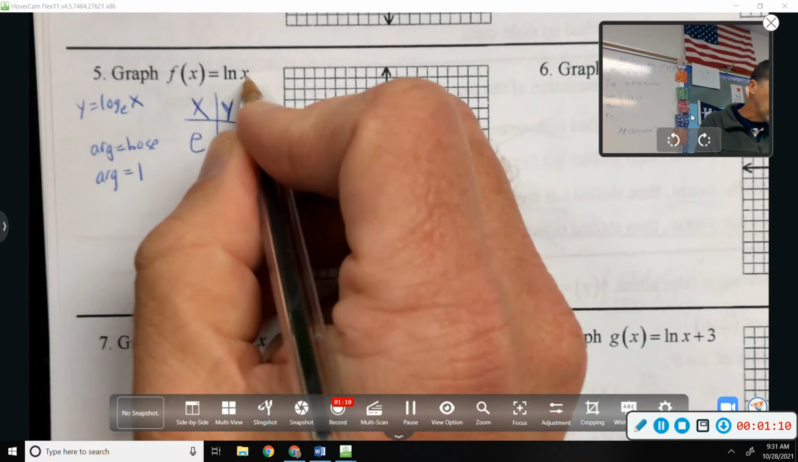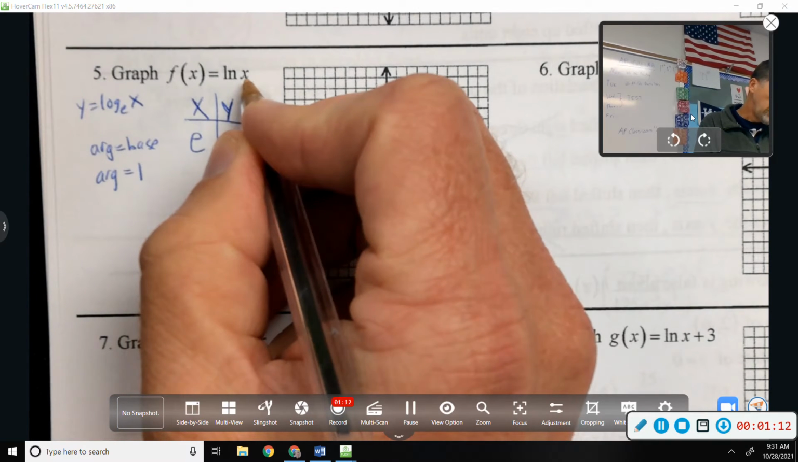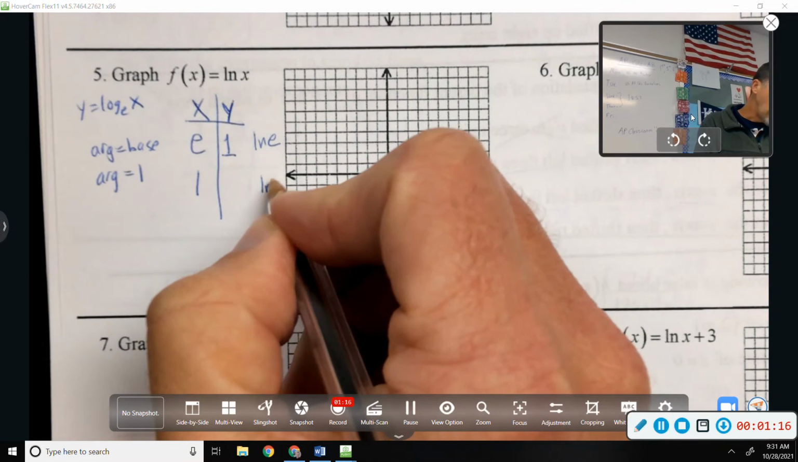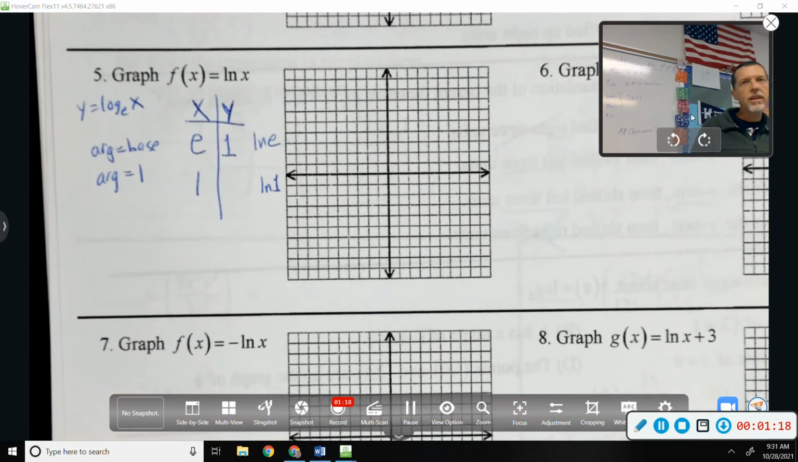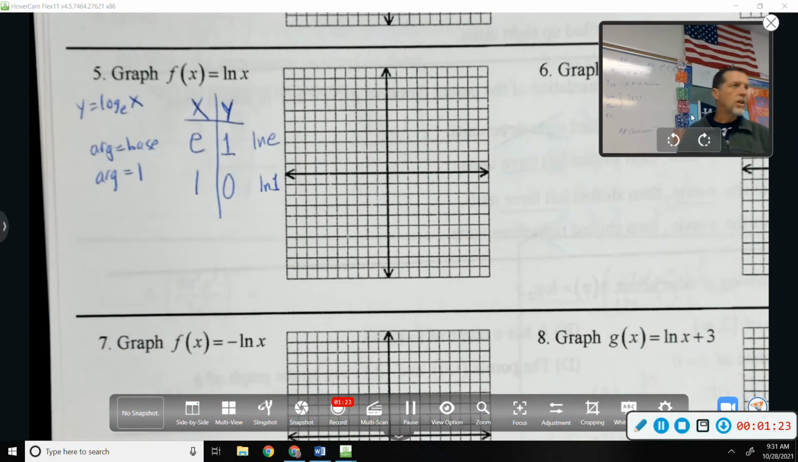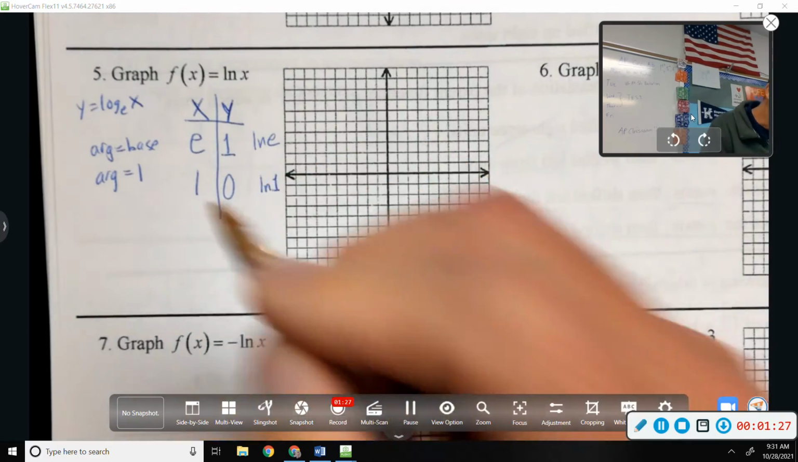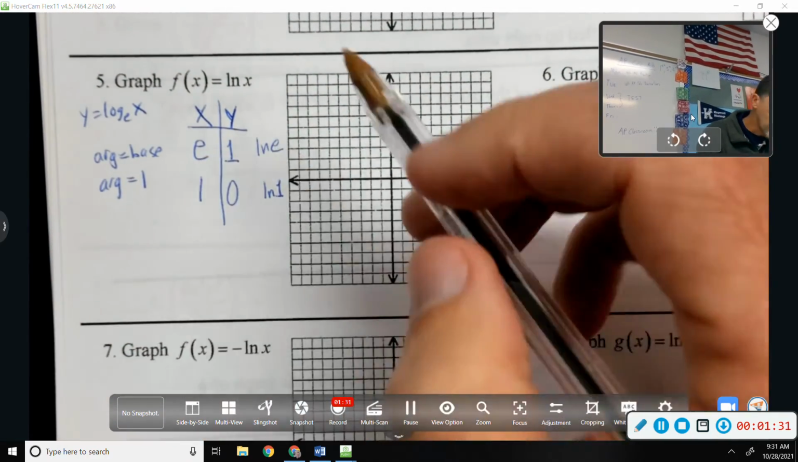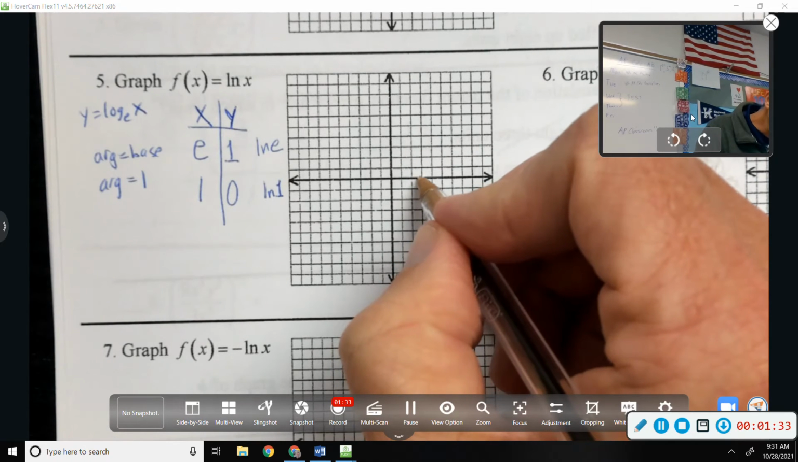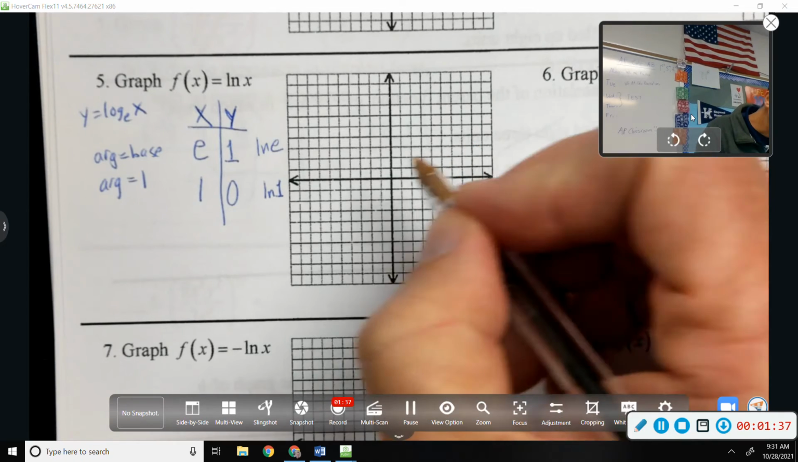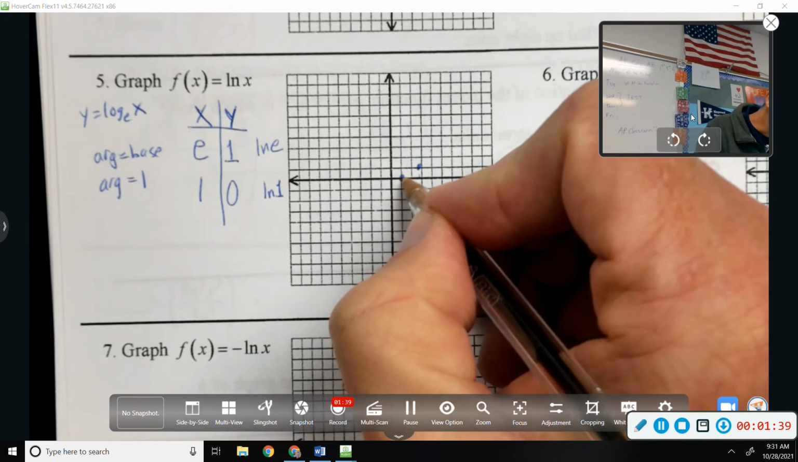If the argument is 1, then x should be 1, and the natural log of 1 is 0. The log of 1, whatever the base, is 0. So I got 2 easy points to deal with here. e is 2.7, so when I go to the graph, 2.7-ish as best I can, comma 1, and 1, comma 0.